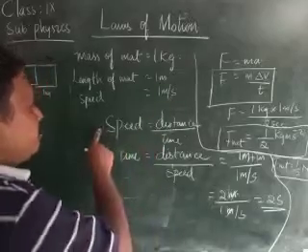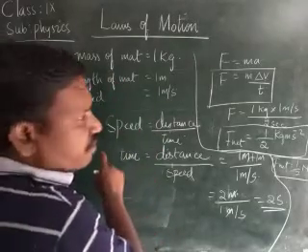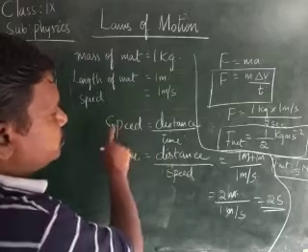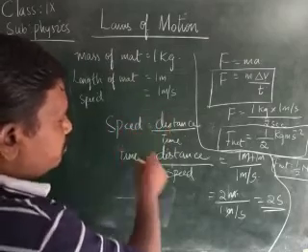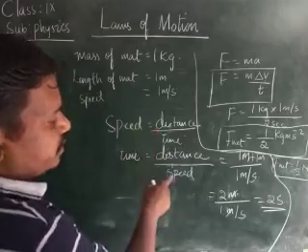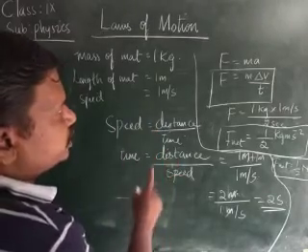Therefore, to find the time, we have a formula: speed is equal to distance by time. Therefore time is equal to distance by speed. This comes over here by cross multiplication. Therefore time is equal to distance by speed.